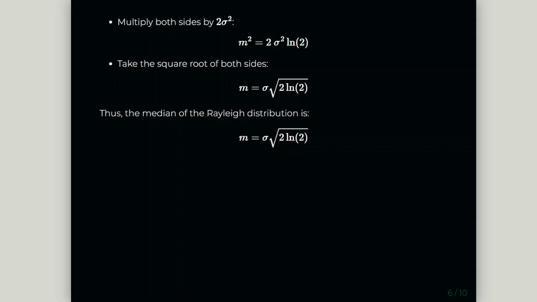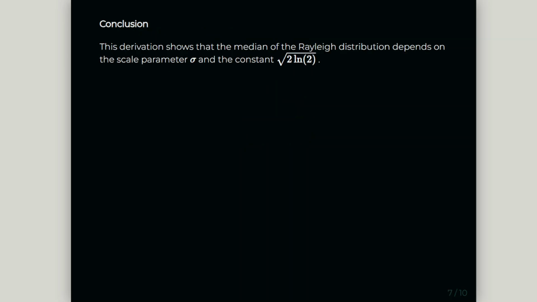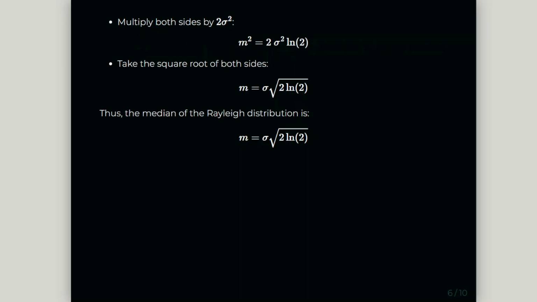We're getting very close. Multiply both sides by 2 sigma squared and take the square root of both sides. We end up with m equals sigma times the square root of 2 times log of 2, and that is essentially the answer. So, the median is sigma times the square root of 2 log of 2. Okay, we'll leave it there.